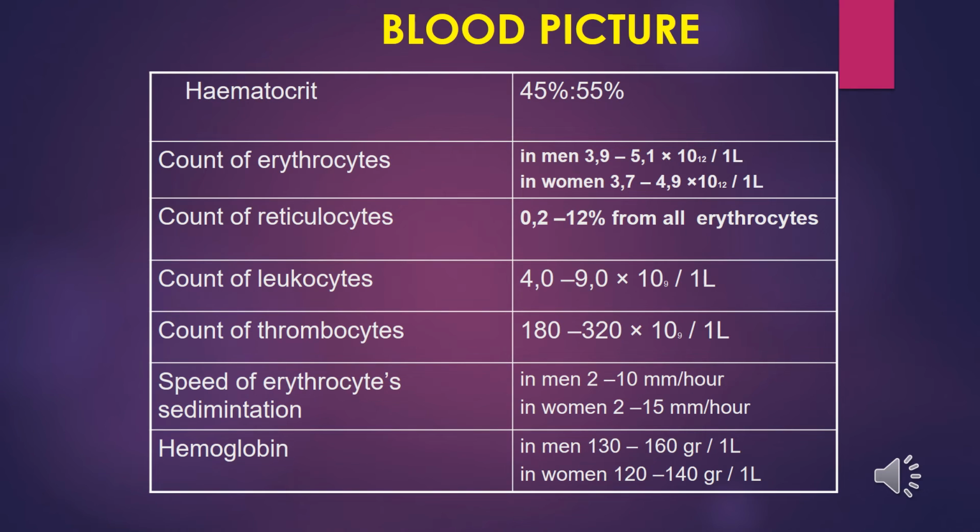On this slide, the blood picture. Very important positions are the amounts of erythrocytes, reticulocytes, leukocytes, thrombocytes, speed of erythrocyte sedimentation, and hemoglobin. Here you can see the main elements' amounts in the blood picture. All amounts are normal. In pathological states, some elements can change.